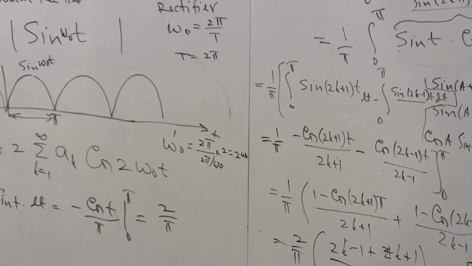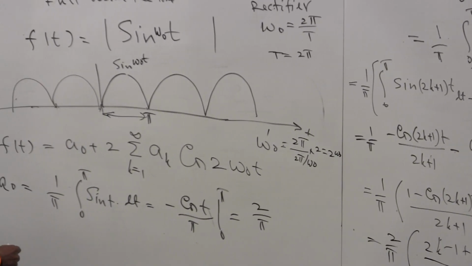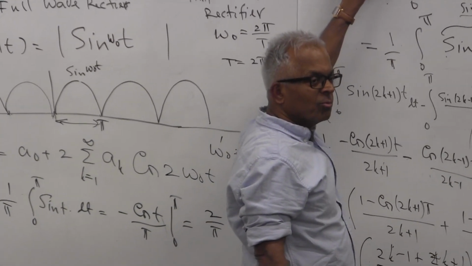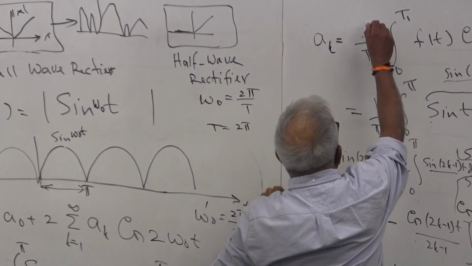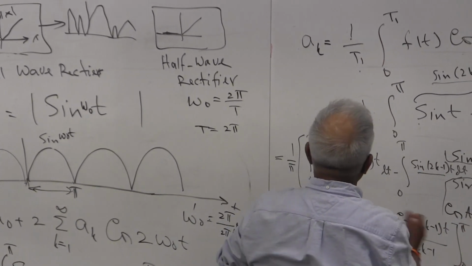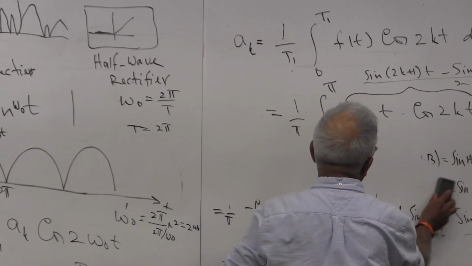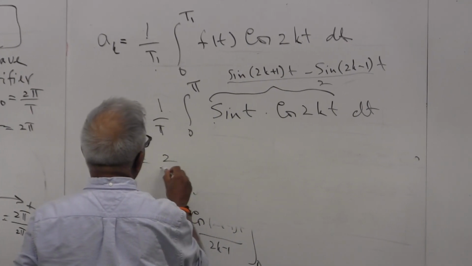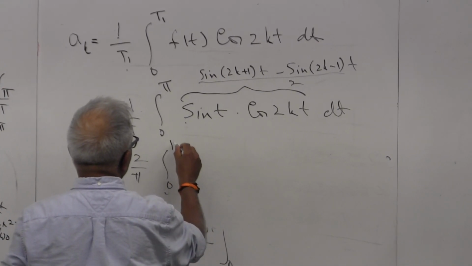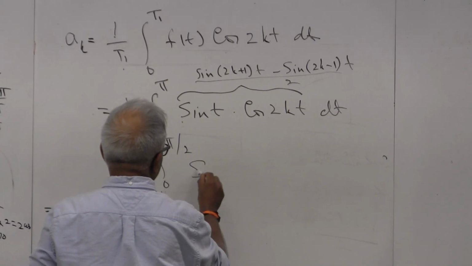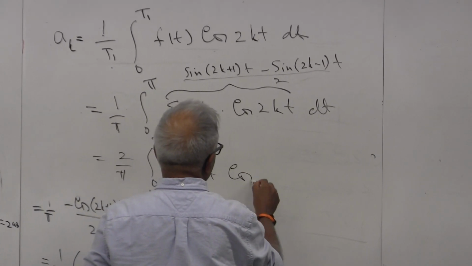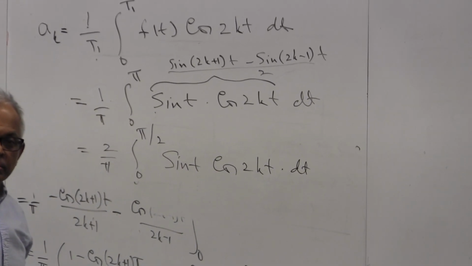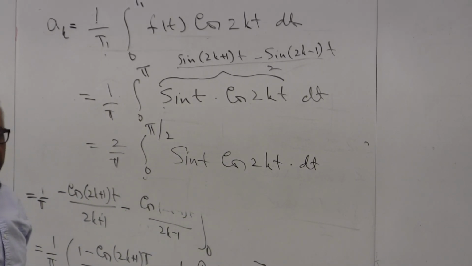Because of this symmetry, AK can be written as, so this should be what? 1, okay. At least let's get the formulas right. So this is fine, but just because she said this also can be written as 2 over pi integral 0 to. Is this what you're trying to say? Both expressions are right. Yes.